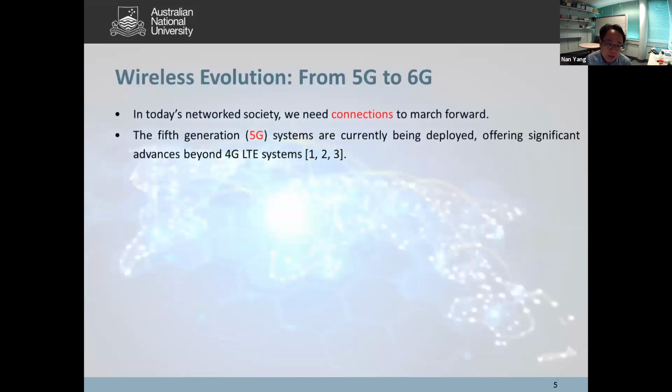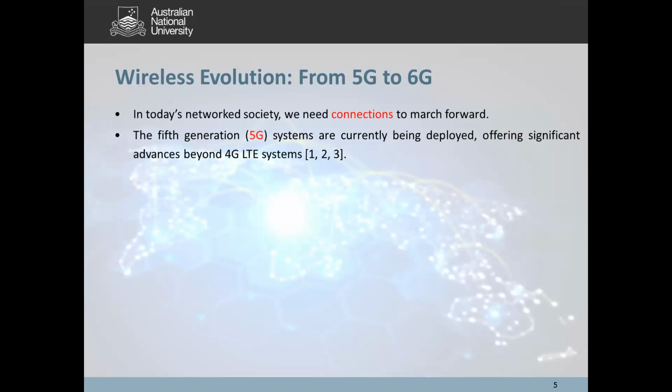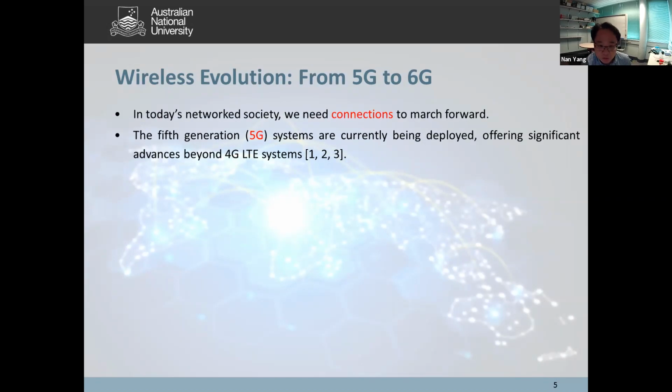So in today's and even tomorrow's network society, we definitely need different kinds of connections to move forward. And over the past decades, it's very proud to say that wireless communications have fundamentally transformed the way that we access, exchange, and gather information. Because I believe that most of the audience today come from a communication background, you have known that people have witnessed the evolution of wireless cellular networks from 1G to 2G to 3G to 4G.